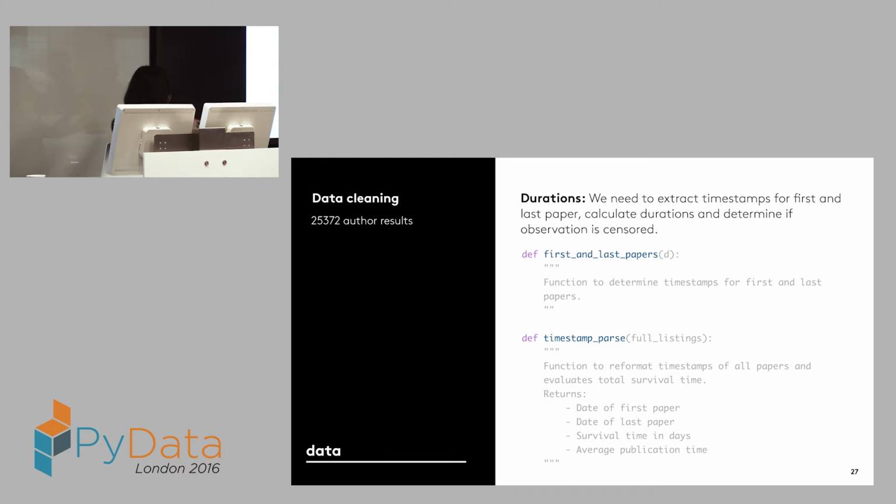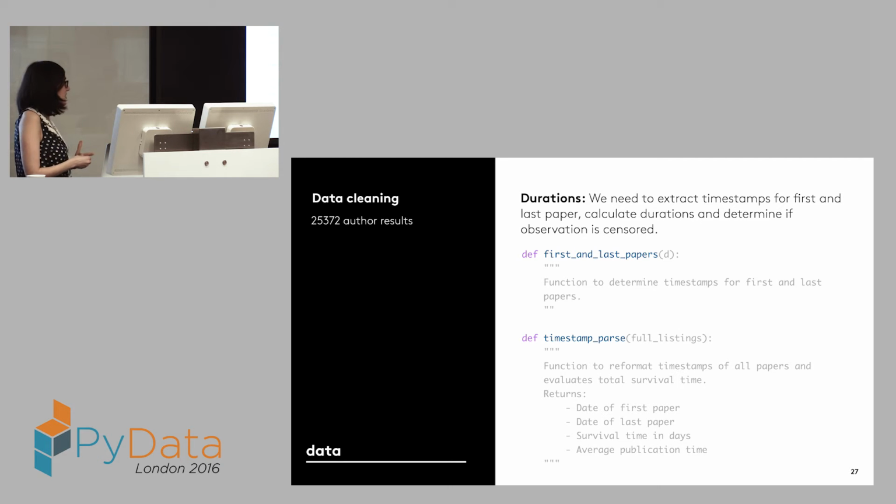But this is the type of thing that we need to do in order to acquire data for survival modeling. So we need to extract timestamps for first and last paper, calculate iterations, and determine if the observation is censored. How I defined the time on which I was going to decide to end my study was based on observing the average publication time across my population.